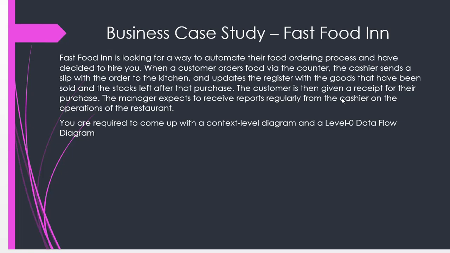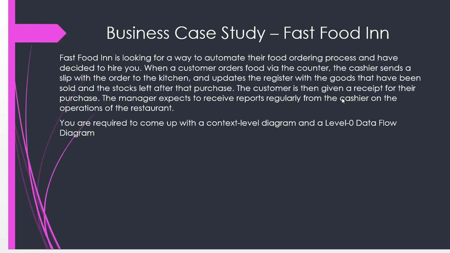It goes like, Fast Food Inn is looking for a way to automate their food ordering process and have decided to hire you. When a customer orders food via the counter, the cashier sends a slip with the order to the kitchen and updates the register with the goods that have been sold and the stocks left after that purchase. The customer is then given a receipt for their purchase. The manager expects to receive reports regularly from the cashier on the operations of the restaurant. You are required to come up with a context level diagram and a level 0 data flow diagram.